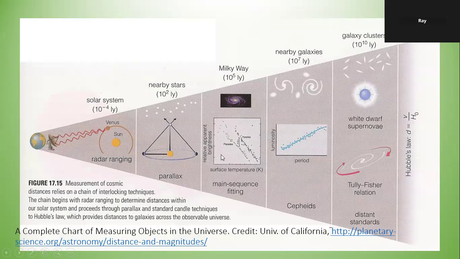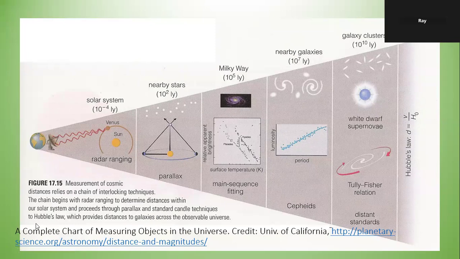Milky Way, apparent brightness, surface temperature. And then this one is what we use. Luminosity and period. We can measure the period on Earth. Then if the period is there, then the luminosity is known. Then we can measure the F. Right? The other one is measure of distance using Hubble's law, which is for a distant object. Okay, the others are for your info only.